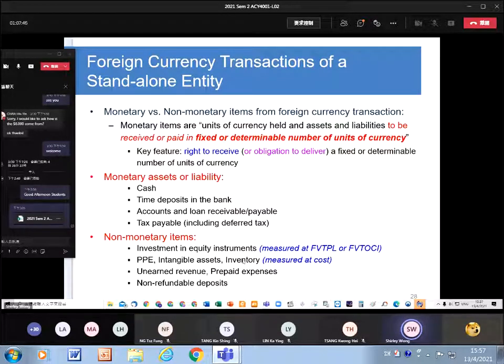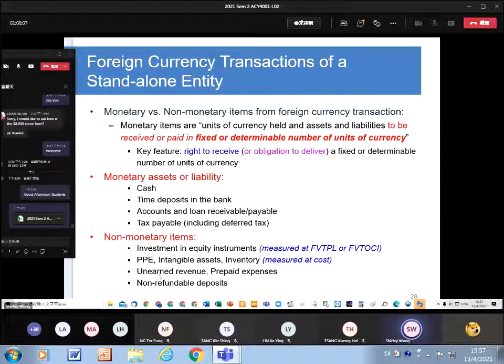Inventory, you do not know finally how much you are able to sell. If no one likes your inventory, you need to reduce the price. Therefore, the amount is not fixed. You do not know how much amount they pay for the inventory. Therefore, for PPE, intangible asset, and inventory, we will say that they are non-monetary items measured at cost.